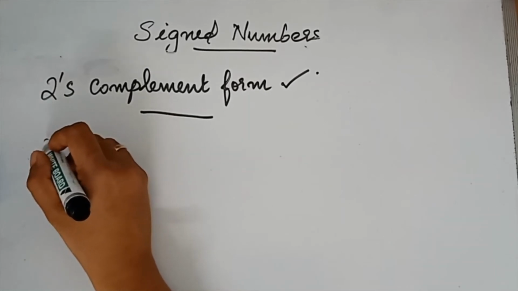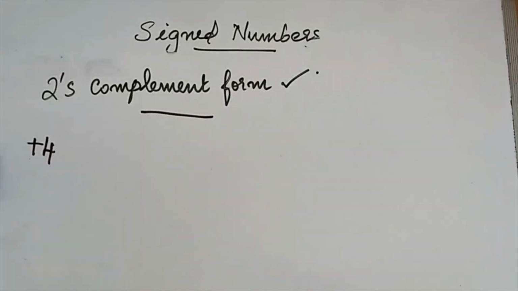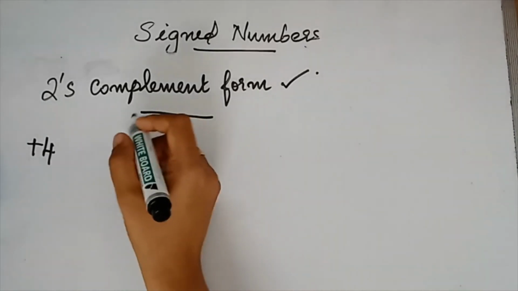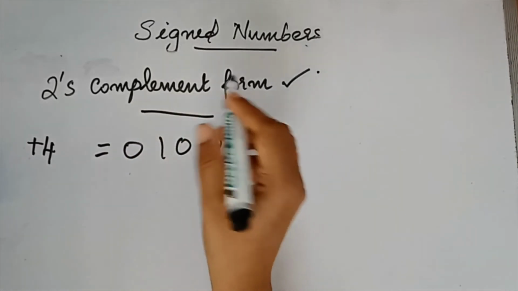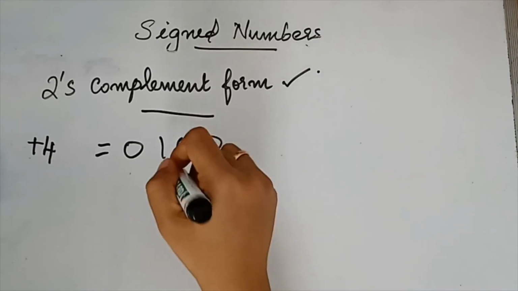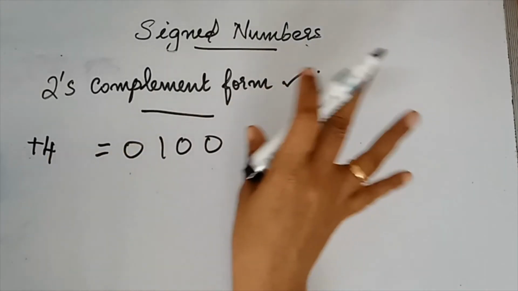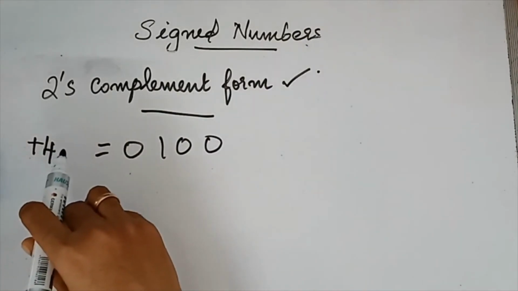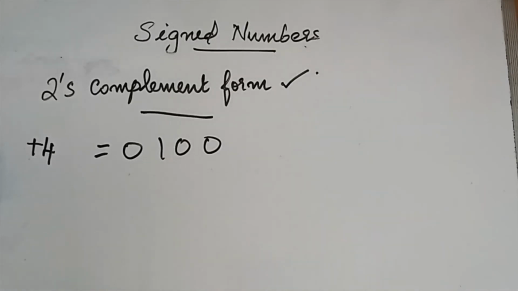So I told that plus 4 in 1's complement form is 0, 1, 0, 0. And in sign magnitude form also it is 0, 1, 0, 0. In 2's complement form also it is 0, 1, 0, 0 itself. So 0, 1, 0, 0 is the same representation of plus 4 in any representation. Whatever be the representation type, it is 0, 1, 0, 0.